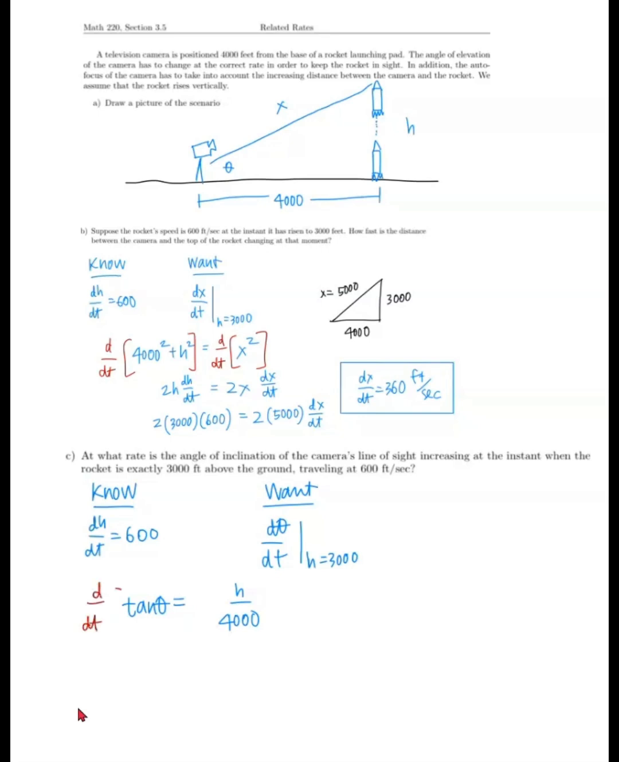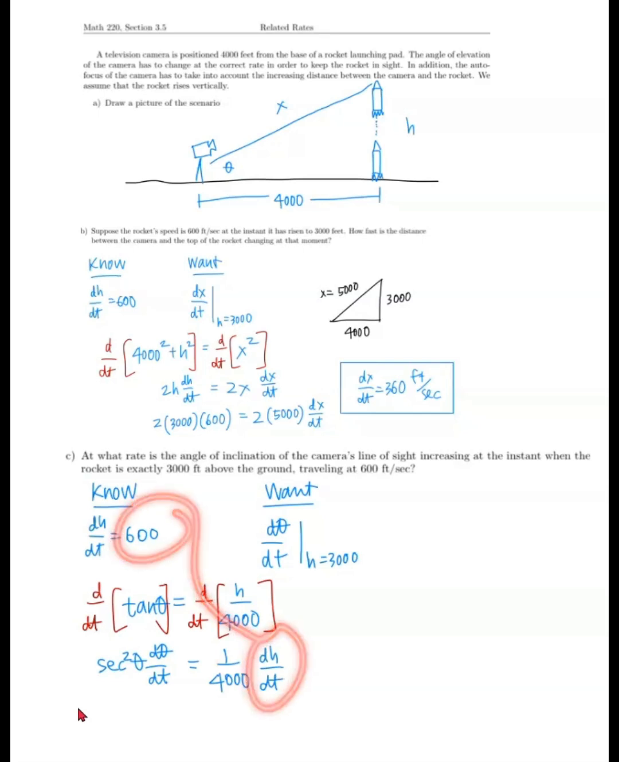So the derivative with respect to time of the left and the derivative with respect to time of the right is going to be, the derivative of tangent is secant squared theta, and then we have a dθ/dt because it's implicit differentiation. On the right side, we have 1 over 4,000, and then the derivative of h, which is just dh/dt. It's 1 times dh/dt. Okay, so we know what dh/dt is. It's 600. This is a constant, and this is the thing we're looking for, dθ/dt. And then secant squared theta, that's something we can probably get. So secant theta here is the thing that we're going to have to hunt around for, do a little bit of legwork to discover what that is.